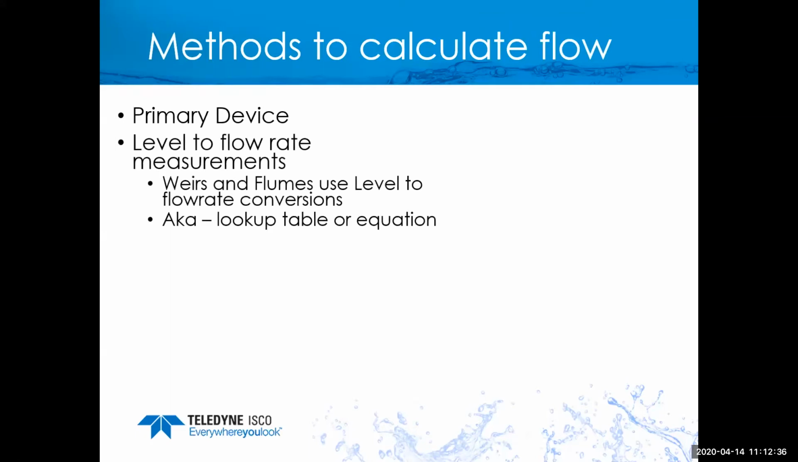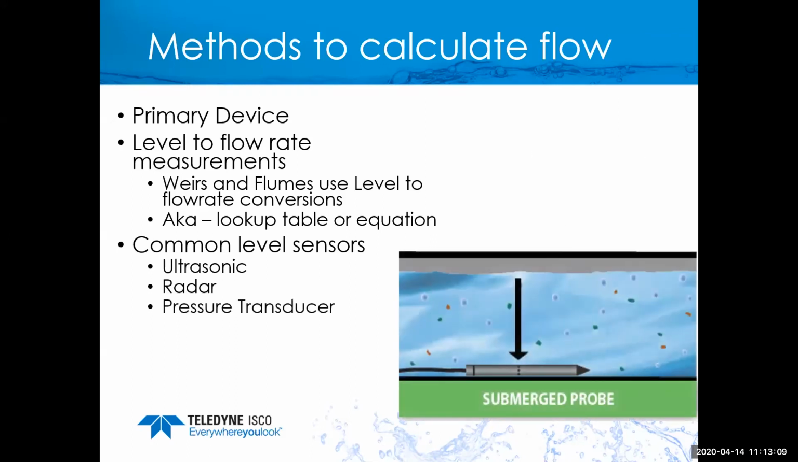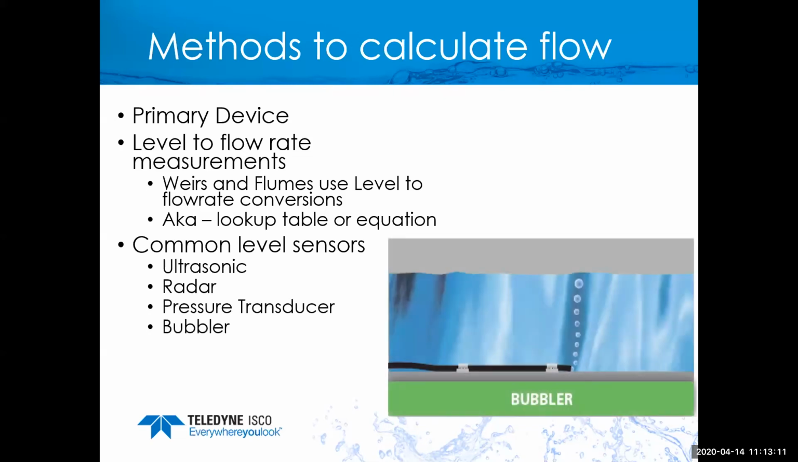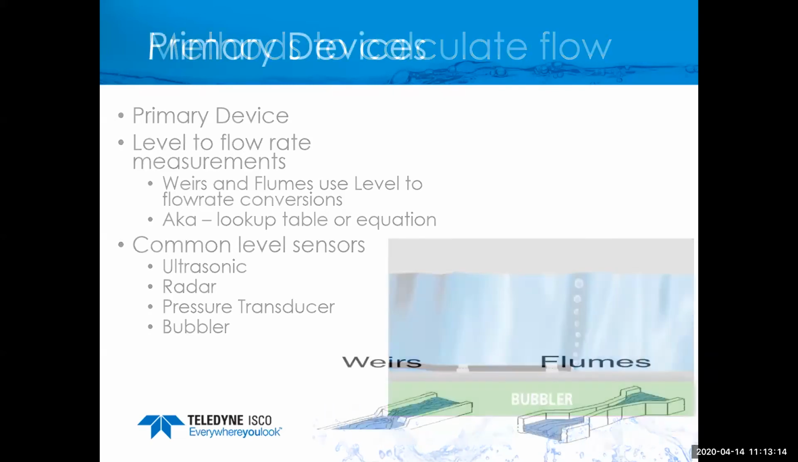So let's move on to methods to calculate flow. You need a primary device, which I'll talk to you about in a minute, and it uses a level to flow rate calculation. We can use the level devices we just spoke about on weirs and flumes to give us our level to flow rate calculation, also known as a lookup table. Some of the common level sensors used with weirs and flumes are the ultrasonic sensor we talked about, the radar level sensor, the pressure transducer level sensor, and the bubbler level sensor.